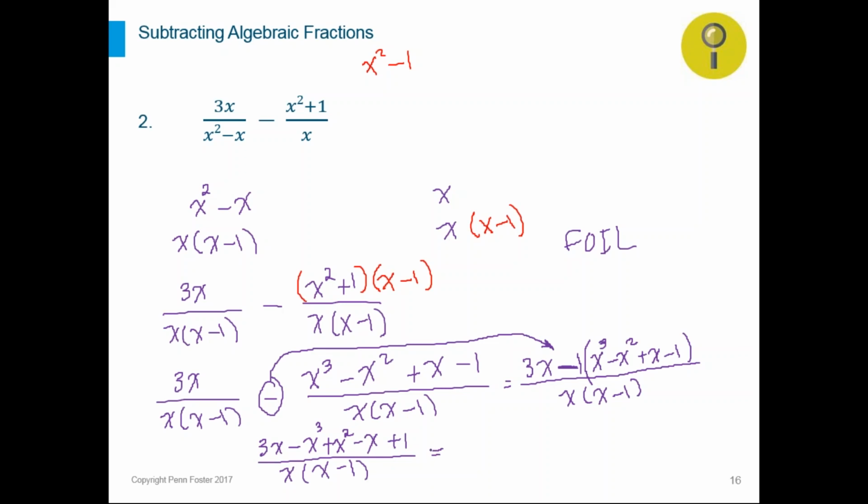See if we're able to simplify anything here. I have 3x and I have a negative x. That will give me the positive 2x. I have only a 1, nothing there. The squares, nothing beyond the x squared. And then I have the negative x cubed. And that's it. Over, of course, our LCD.